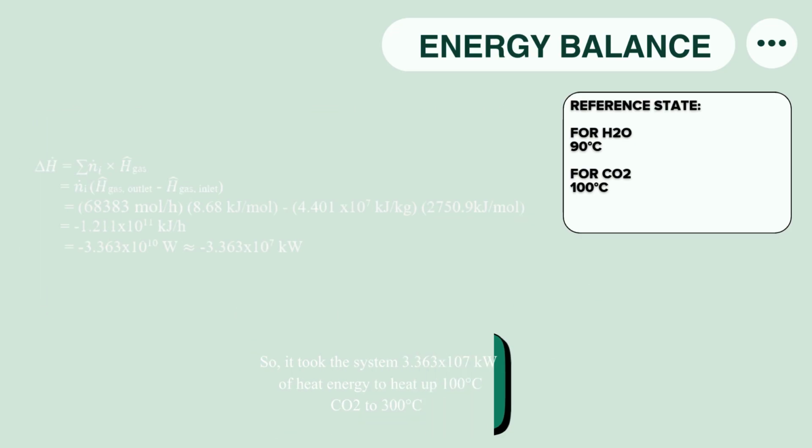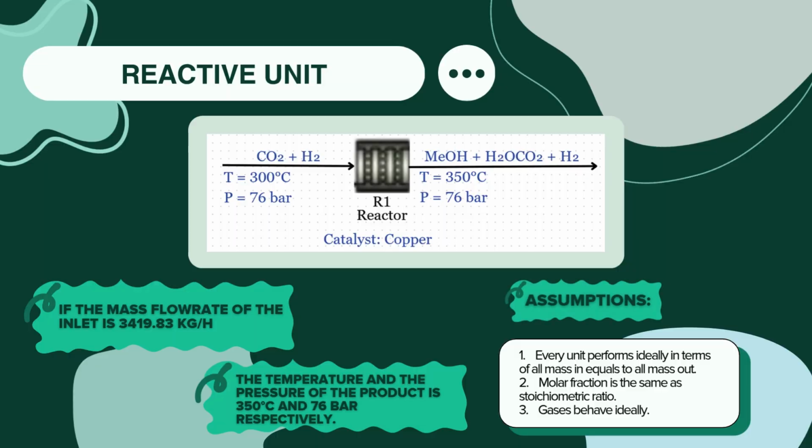degrees Celsius. As for the reactive unit, the mass flow rate of the inlet is 3,419.83 kilograms per hour, and the temperature and the pressure of the product are 350 degrees Celsius and 76 bar respectively. The assumptions that we made for the calculations are: every unit performs ideally in terms of all mass in equals all mass out. Next, molar fraction is the same as the stoichiometric ratio, as well as the gases behave ideally.